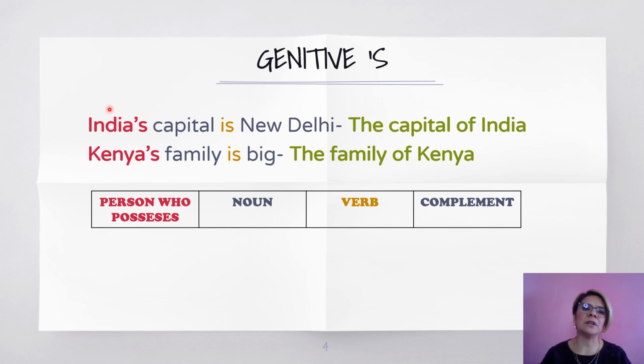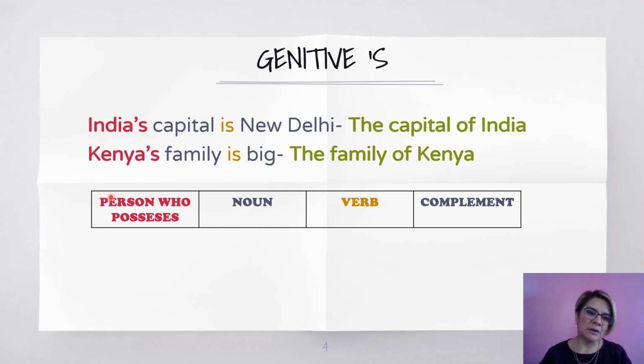I can change here for the name of a person, for example, Claudia's brother. Or I can say Tomás' father. In this case, I have India's capital is New Delhi. In other words, we have the capital of India is New Delhi. That's the meaning of this apostrophe S. Kenya's family is big. We can use different words, but it's the same meaning. The family of Kenya is big. So this is another way to express possession, apostrophe S.